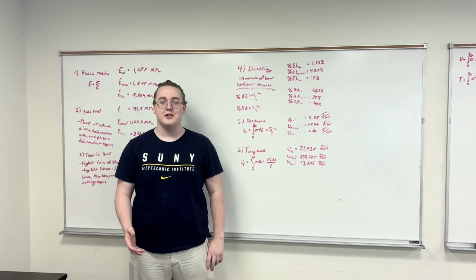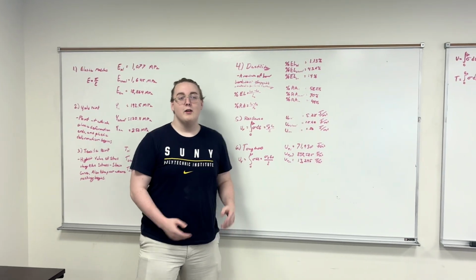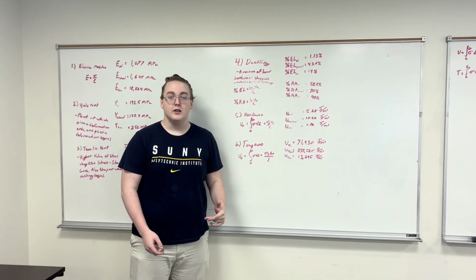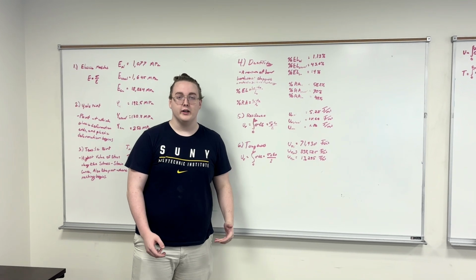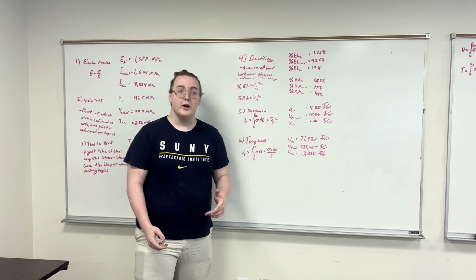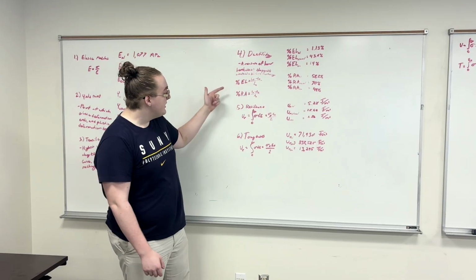My name is Liam Mosier, and I am also a member of Group 3. For ductility, that is a measure of how well the material can take plastic deformation before fracturing. You can measure ductility in two ways: percent elongation and percent reduction in area.